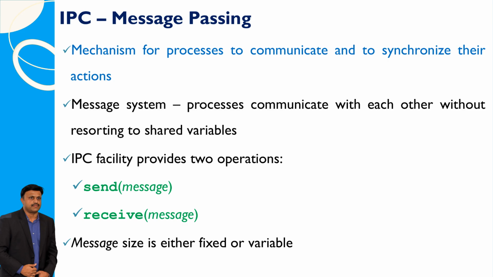Inter-process communication offers a means for processes to interact and coordinate their activities without relying on shared variables. This communication method employs a message system, allowing processes to exchange information. The IPC facility comprises two fundamental operations: sending messages and receiving messages. These messages can vary in size, accommodating both fixed and variable sizes as needed. Overall, IPC facilitates seamless communication and synchronization between processes within a system.